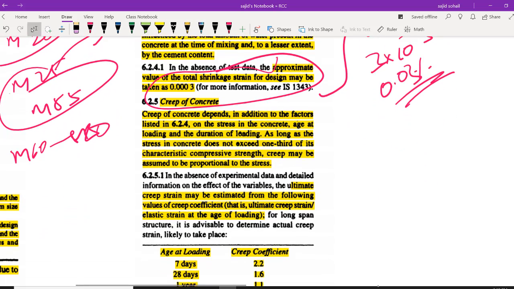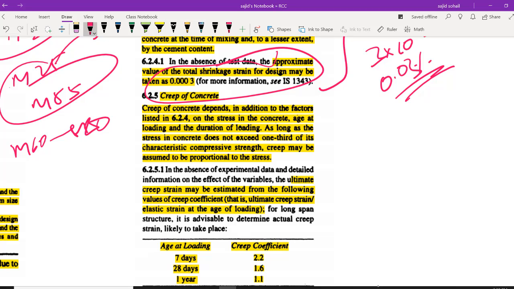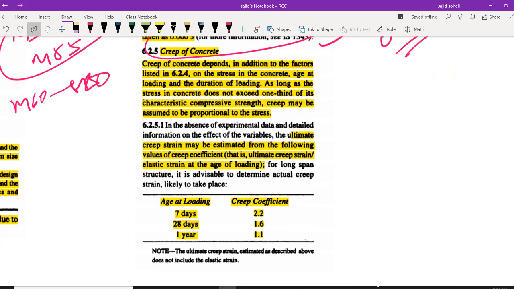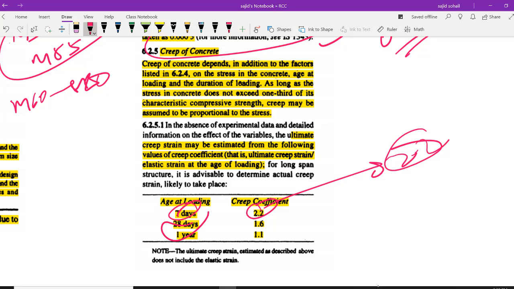And next is creep of concrete. It is nothing but the time dependent strain value of your concrete. So if you are loading at early stages, your creep value will be more. If you load at 7 days after casting cubes, then the creep value will be very high, almost 2.2 times your initial strain value, right? If you are loading at 28 days, then 1.6, and after 1 year, if you are delaying the loading, then your creep coefficient will be very less.